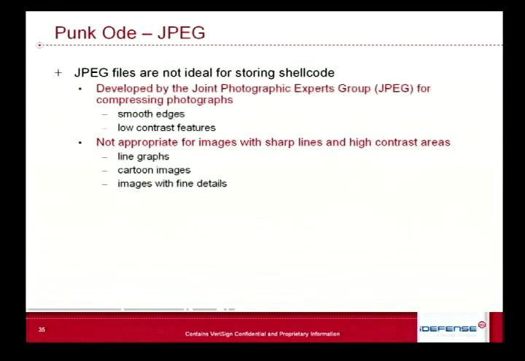Yeah, JPEG files are not ideal for storing shellcode. They're developed by the Joint Photographic Experts Group for compressing photographs, which tend to have smooth edges and a lot of low contrast features, where nothing changes too much over space. They're not appropriate for images with sharp lines and high contrast areas, like line graphs, cartoon images, or any image with fine details, and shellcode is of fine detail.